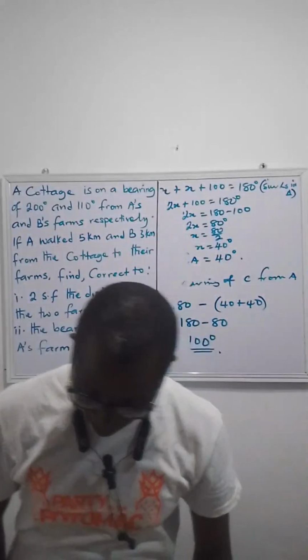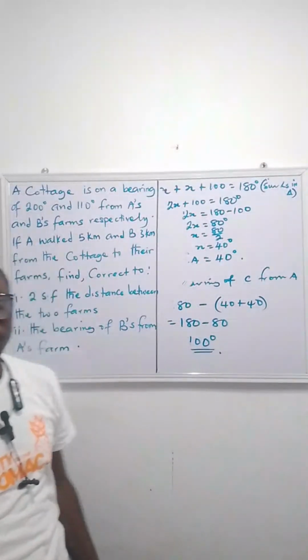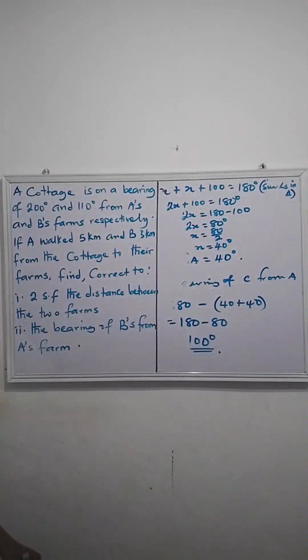Yes, this is another question. I want us to look at this question together. A cottage is on a bearing of 200 degrees and 110 degrees from A's and B's farm respectively. If A walked 5 kilometers and B 3 kilometers from the cottage to their farms, find, correct to 2 significant figures, the distance between the two farms and the bearing of B's from A's farm.